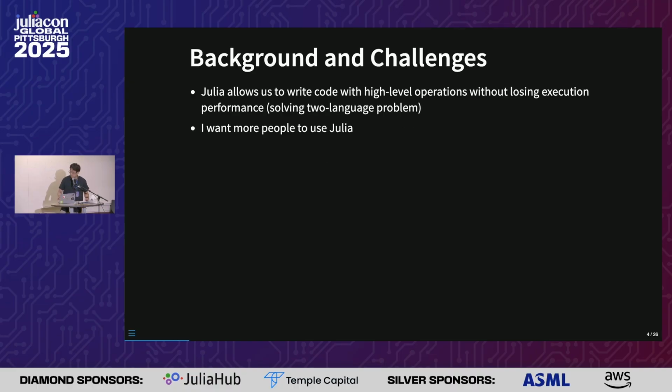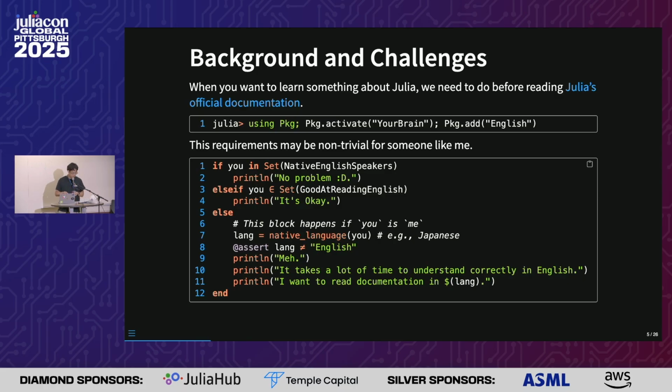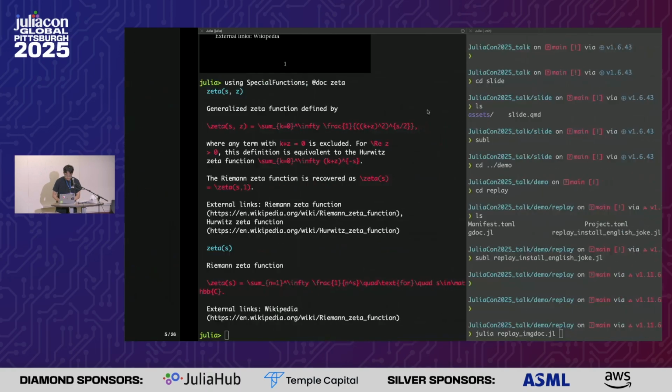Why does my talk exist? Julia is a sort of solution to the two-language problem. It is fast and it is easy to write code, like Python. This is great. I like Julia and I want more people to use Julia. But I have one problem. When you want to learn something about Julia, we need to install English in my brain. This is not a joke. Let's try.